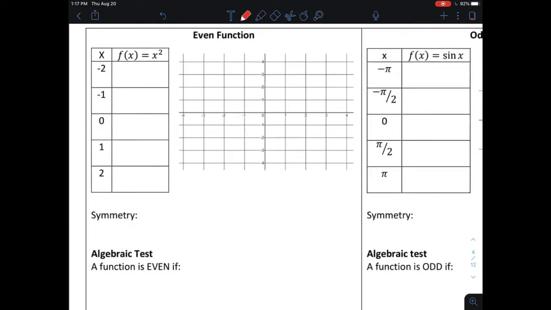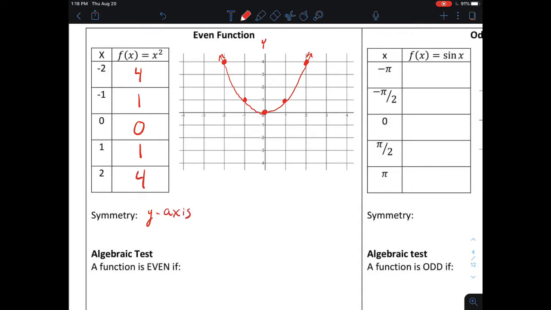We're going to start with looking at an even function like the function y equals x squared. And we'll just start off by filling in a table. I get the output values of x squared from the table: 4, 1, 0, 1, and 4. And then we're going to graph those points on the grid. Looking at this graph, we see that it has symmetry, and it is symmetric about the y-axis. So, y-axis symmetry.